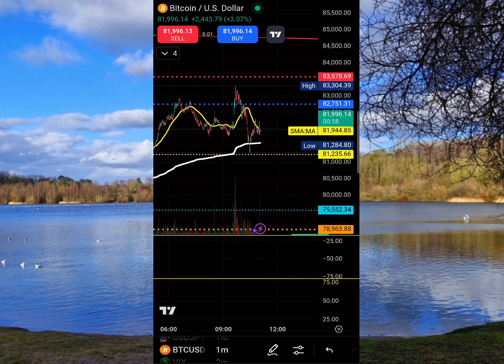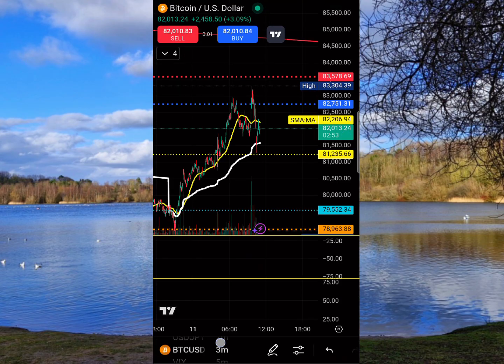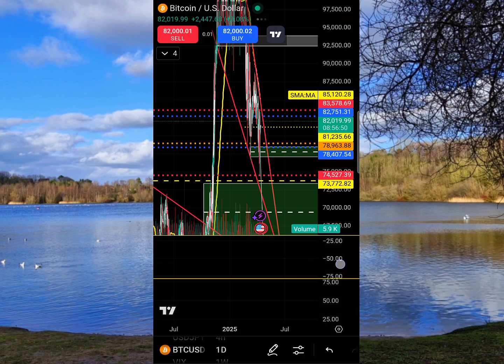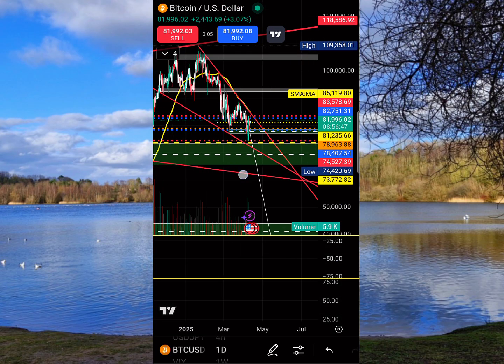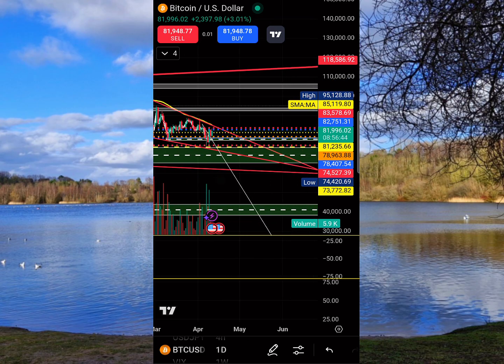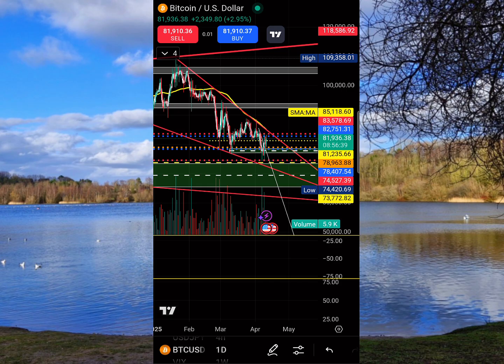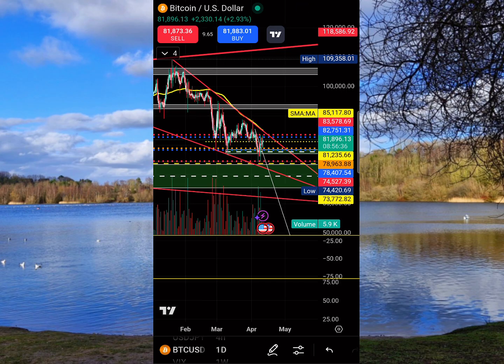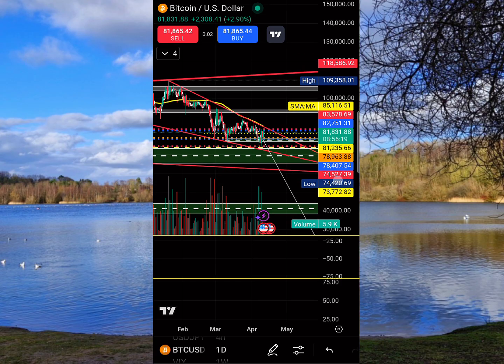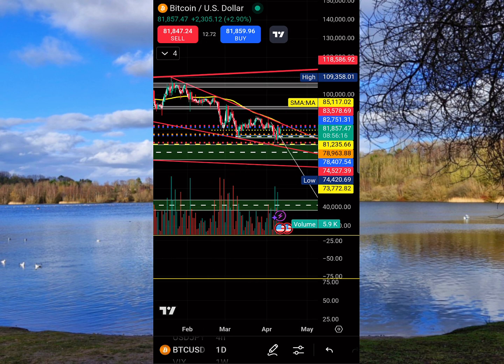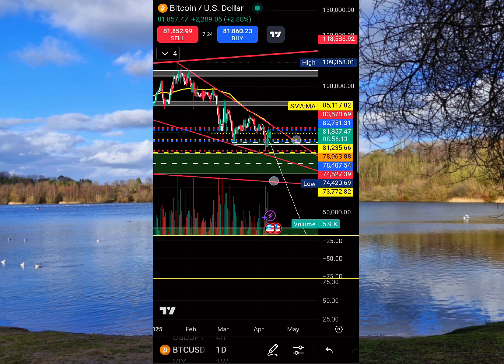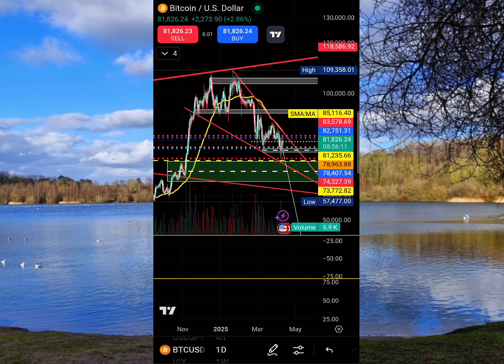So this is the Bitcoin chart at the moment, Bitcoin US dollar. If I go to the daily, we'll chart it out on the daily. As you can see, Bitcoin is still trending downwards. There's a red downward trend line which it still can't break above, and it's in this wedge pattern heading downwards.